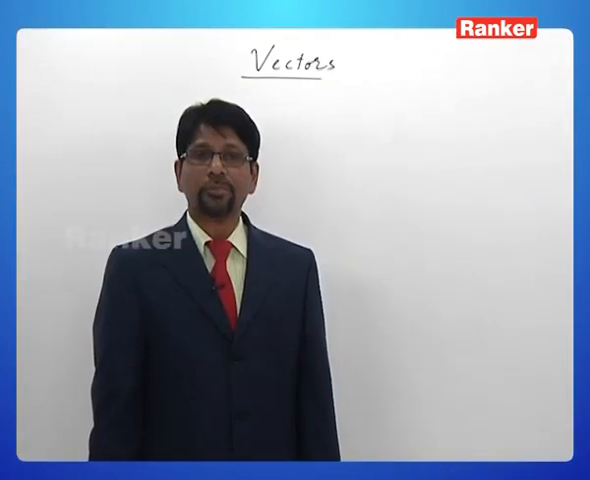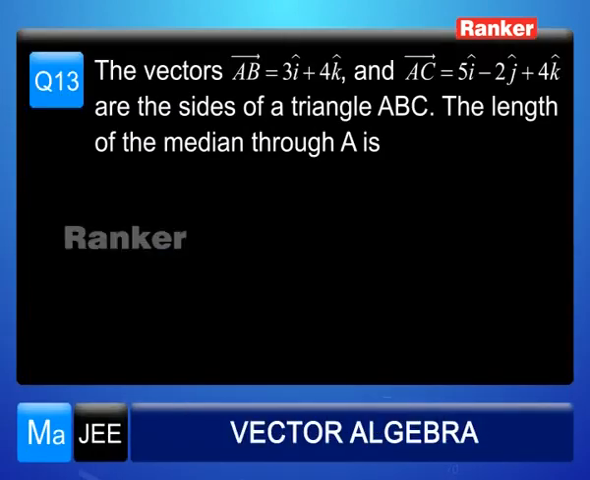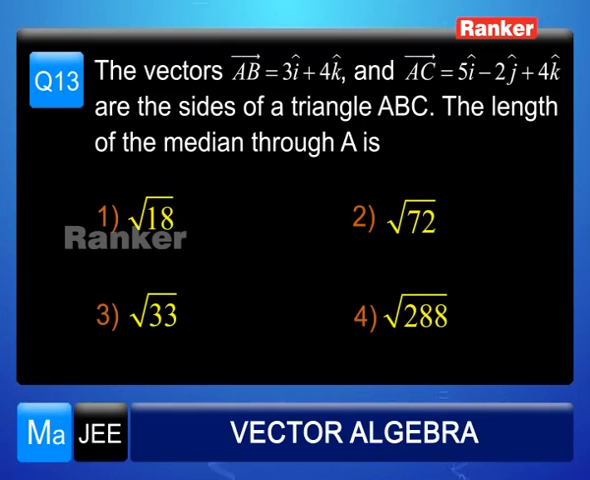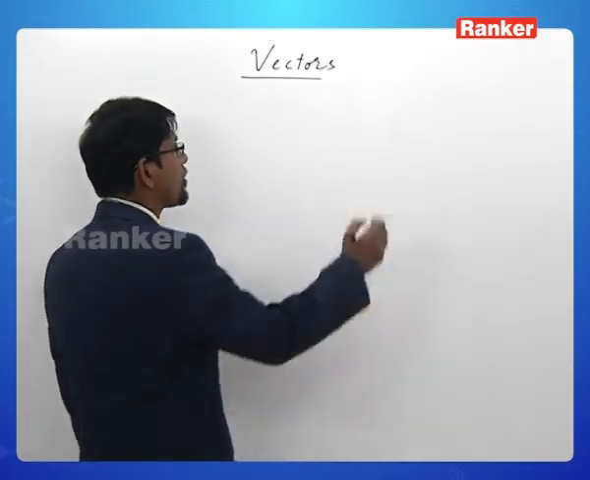Question number 13. The vectors AB equal to 3i plus 4k and AC equal to 5i minus 2j plus 4k are the sides of the triangle ABC. The length of the median through A is: first option root 18, second option root 72, third option root 33, and fourth option root 288. Now let's have a look at this.